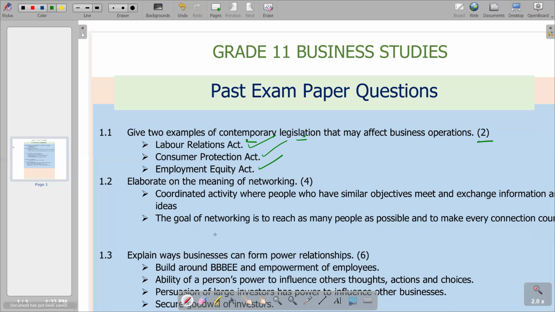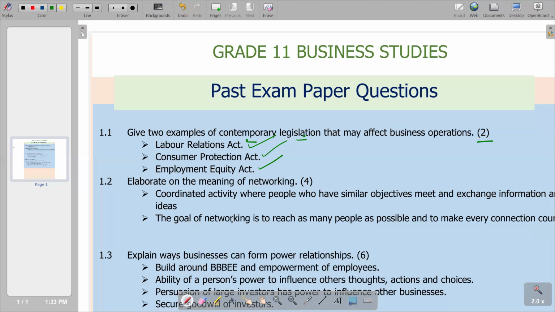Moving on to the next part of the question, which is 1.2, it reads, elaborate on the meaning of networking. Networking is a process of making connections and building relationships. Whenever we are making connections and building relationships, we call it networking. These connections can provide you with advice, and might also provide you with contacts. It is the exchange of information and ideas among people with a common interest.